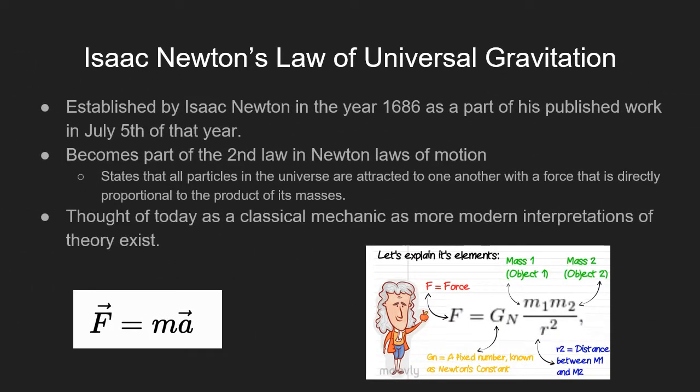So now we get to Isaac Newton's law of universal gravitation, which is the most widely accepted form of gravity that we use in our calculations. In the year 1686, as part of his published work, Isaac Newton basically said, there is gravity. There is this force called gravity that affects all objects in the universe, so that all particles in the universe are attracted to one another with a force that is directly proportional to the product of their masses.